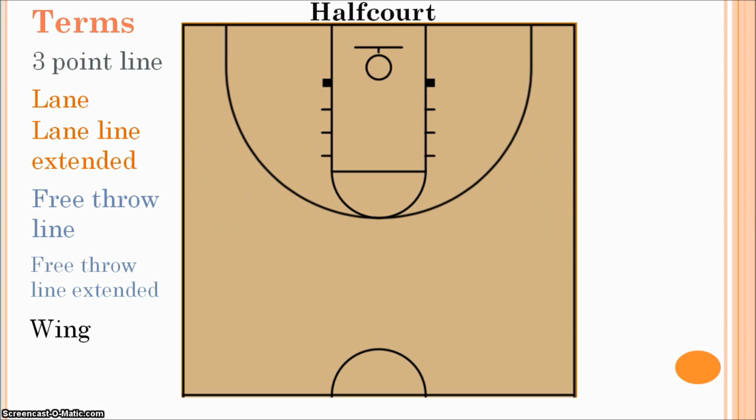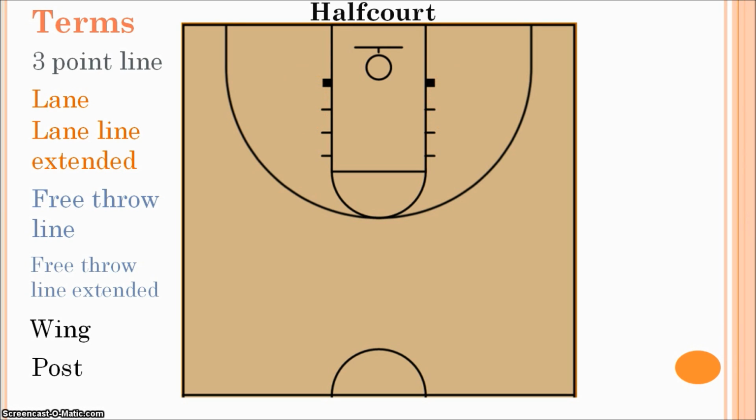And finally, there's the post area. This is the area where our big men, or we in the swing offense, would like to attack with entry passes from our wing players. These are areas that all of us will be looking to exploit to try and make our baskets.